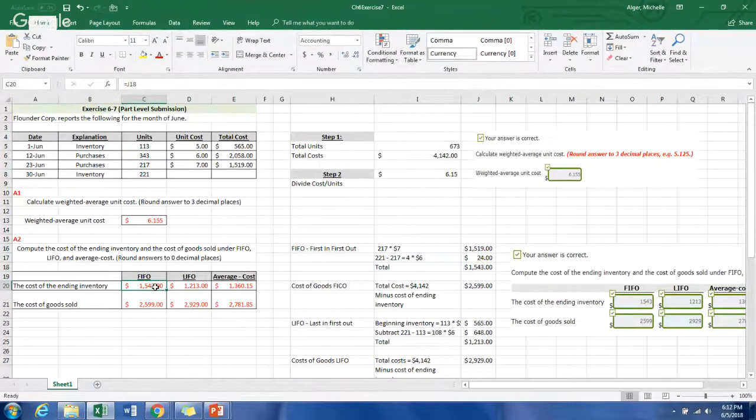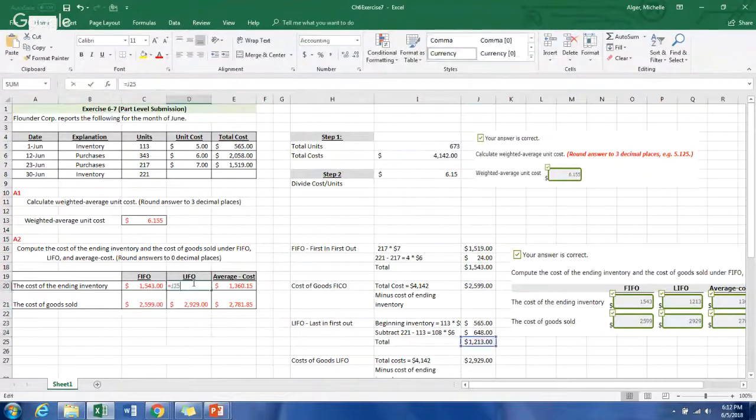Then I did the cost of goods sold for FIFO. Basically what you do is you take your total cost that you found in the first question, your total cost of $4,142, and you're going to subtract your cost of ending inventory from that. So you're taking $4,142 minus $1,543, which comes out to $2,599.